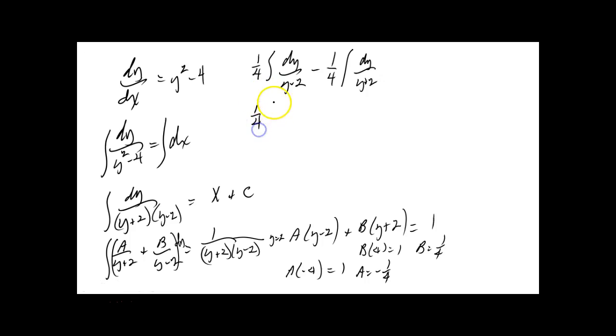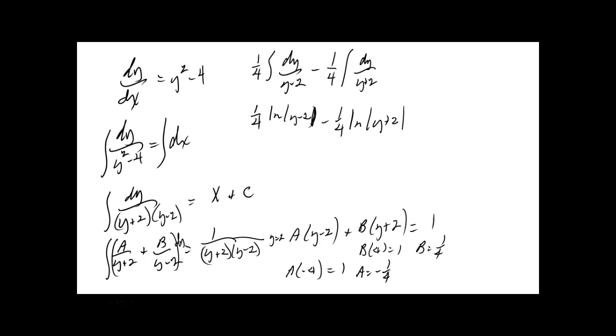This is 1/4 the log of absolute value y minus 2, minus 1/4 log absolute value y plus 2. Okay. Now we don't need to do a plus c because we've already done that. So let's see what our solution looks like then. There's the left, there's the right.